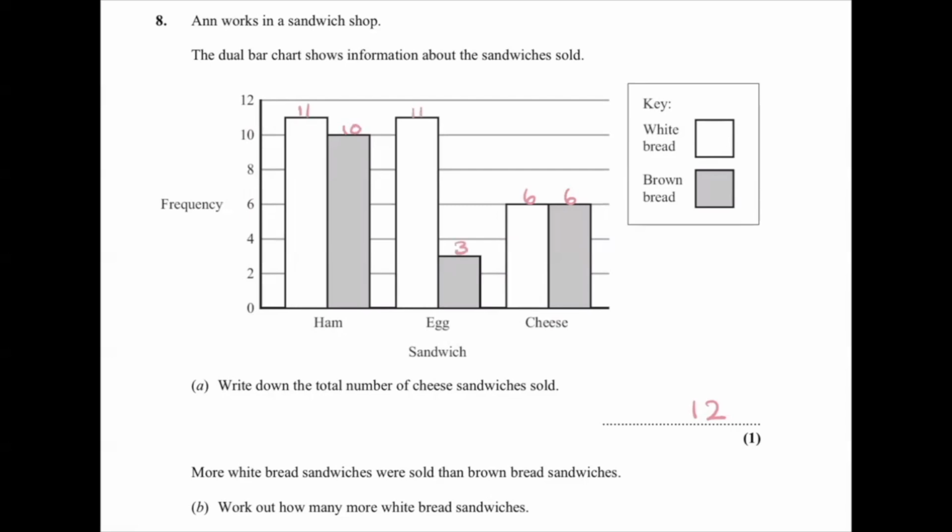Once I've got all of that, I would add up my white bread. So I've got 11 plus 11 plus 6, which is 28. Then I would do the brown, which is 10 plus 3 plus 6, giving me 19. And then I just need to work out that difference, which is 9. So for part B, the answer is 9.